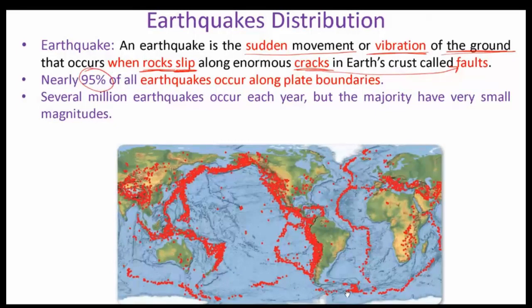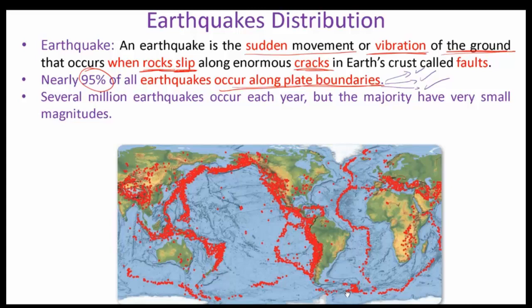95% of all the earthquakes occur along the plate boundaries. Most of the earthquakes occur along the plate boundaries. Do you remember when we said there are three kinds of boundaries? The divergent boundary, the transform boundary, and the convergent boundary.